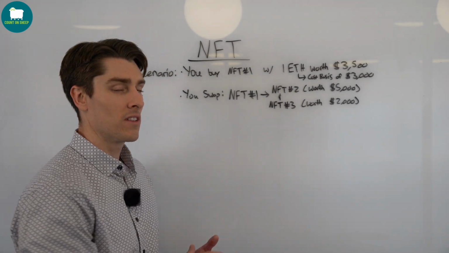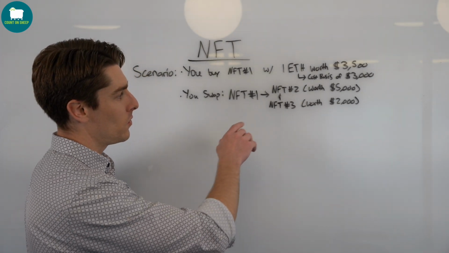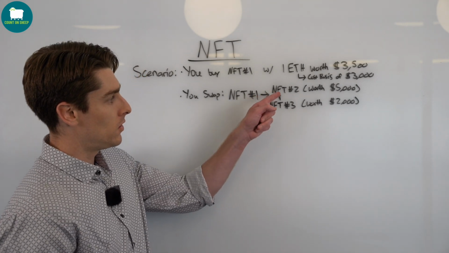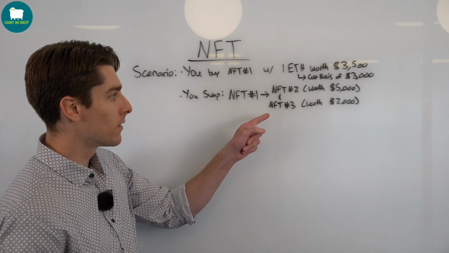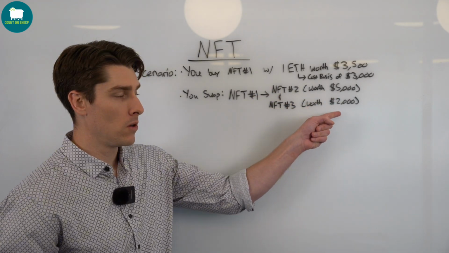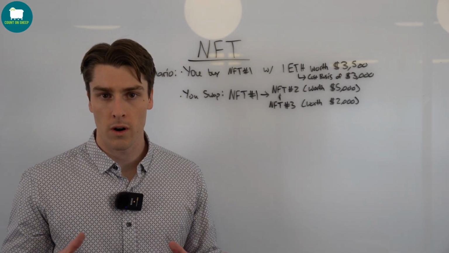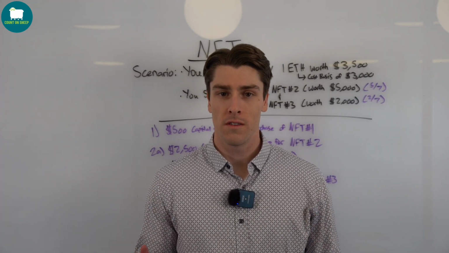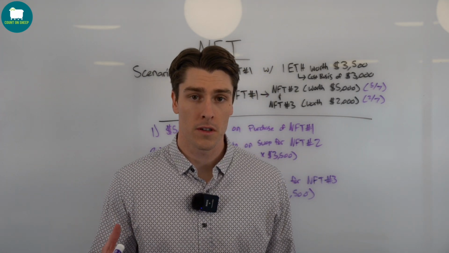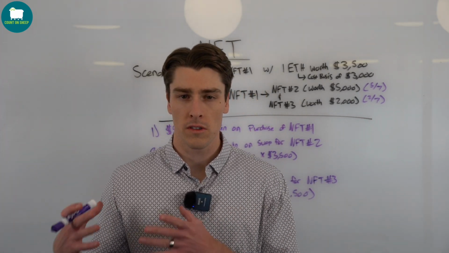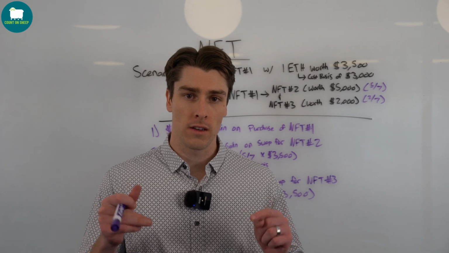Now this is where it gets a little bit tricky and what we're going to get into, but let's say NFT 2 was worth $5,000 and NFT 3 was worth $2,000. So let's get into how to calculate the tax and how this all works. So the purchase of NFT 1 is fairly simple and straightforward. This goes back to the swaps video that we've made, so if you haven't watched that, definitely check it out.